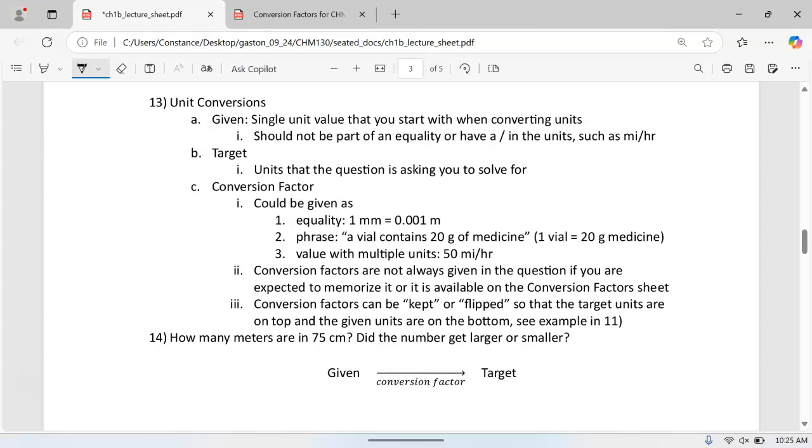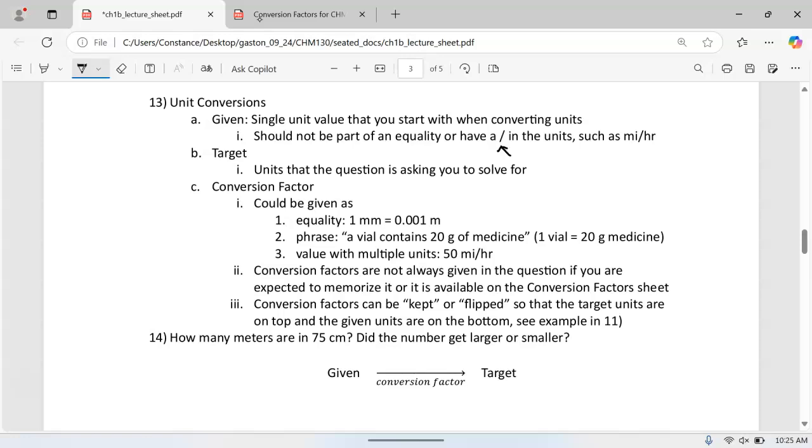Okay, so we're going to jump down into unit conversions. Remember, you've always got a given, a target, and a certain number of conversion factors that you're working with. The given should be a single unit. There should not be any type of a slash or a fraction in that unit. It should also not be part of a phrase or an equality. We'll look at some examples as we go along.